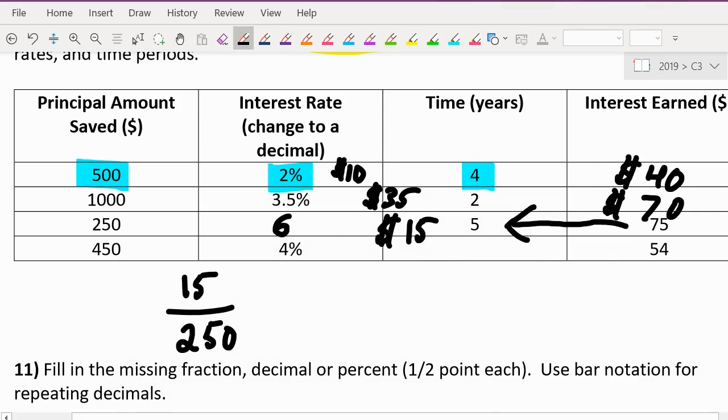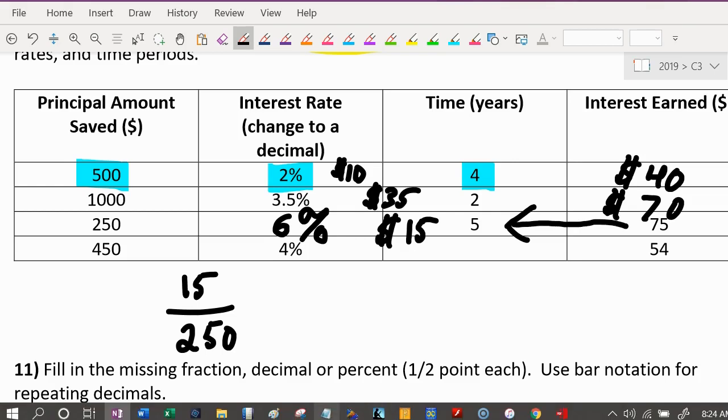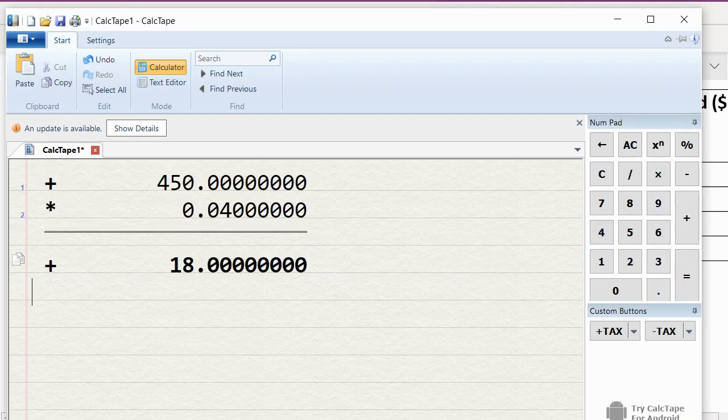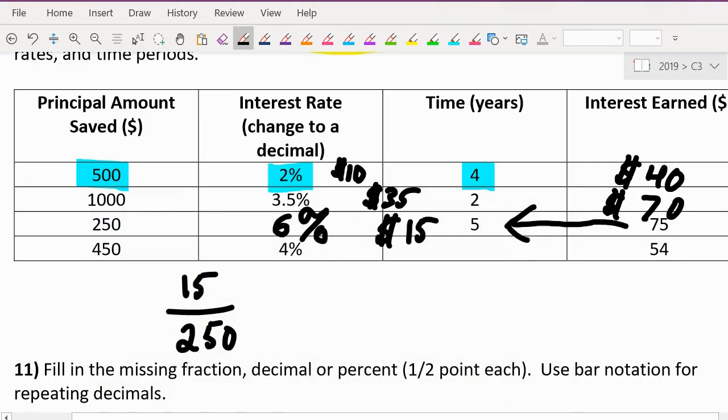That's not such a good percent. Let me see if I can, oh, there we go. Okay, so now we have to find 4% of 450. How do we do that? We do 450 times 0.04. 18 bucks. Okay. 18 bucks.